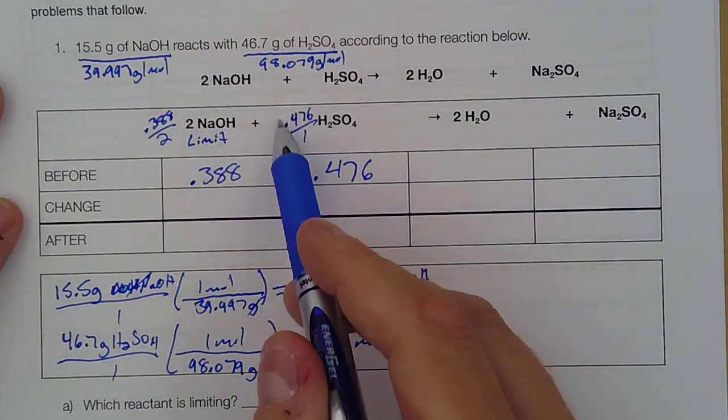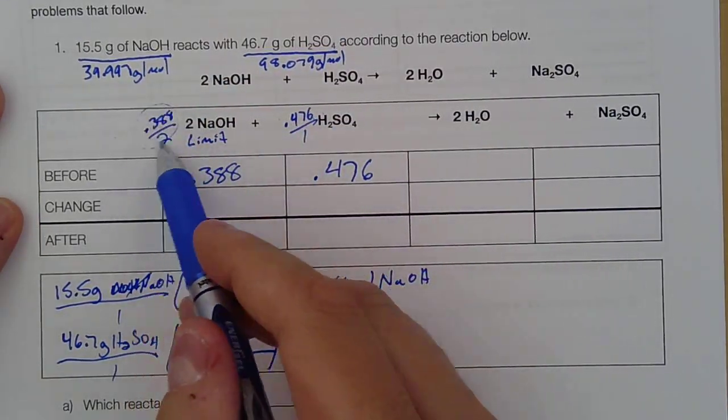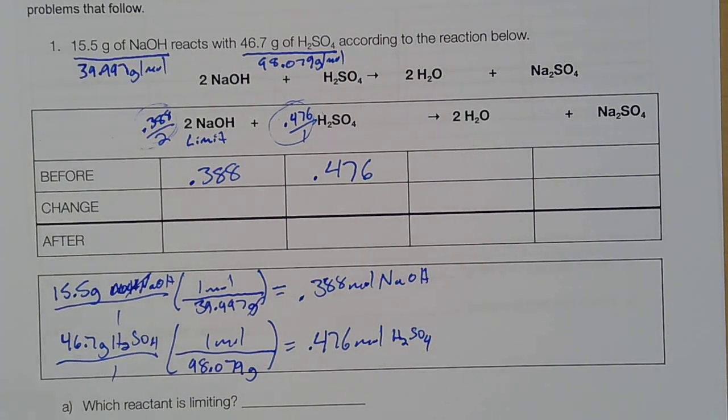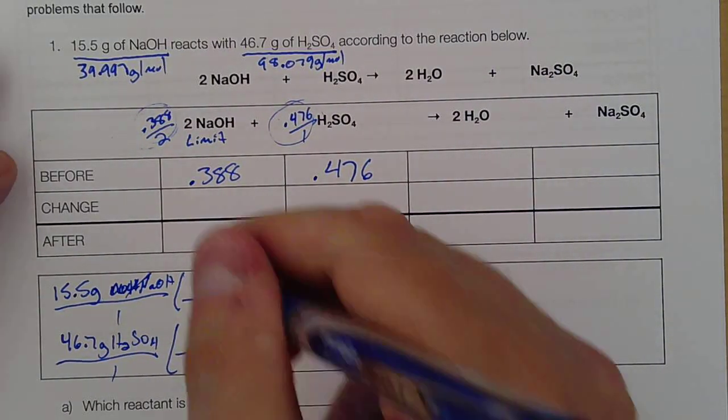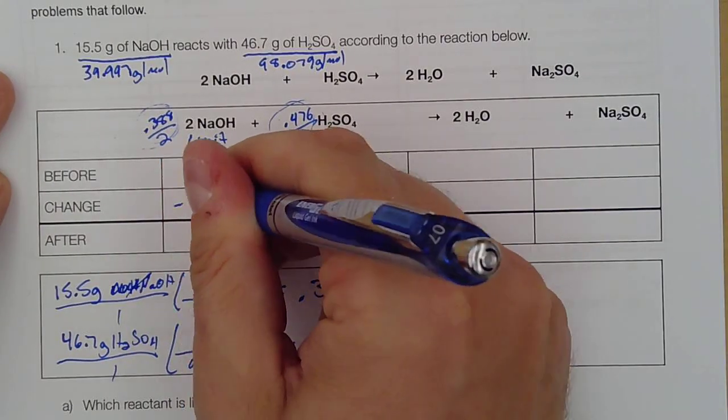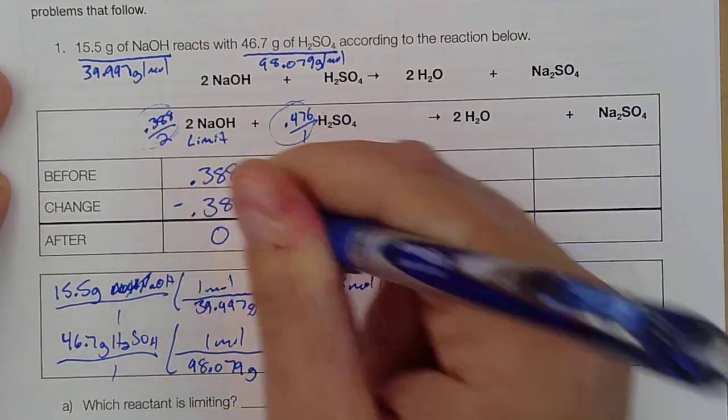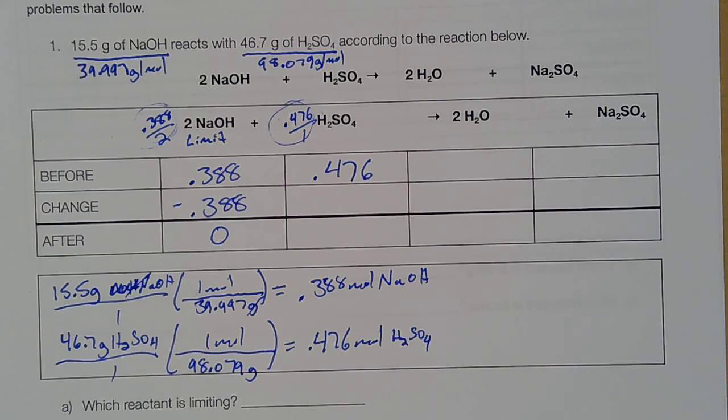Now, I'm never going to put these numbers on my table. That fraction is just to see which one I'm going to run out with when I compare them. But I am going to subtract the entire thing, because that's going to get used up. So the whole thing is going to get used up.